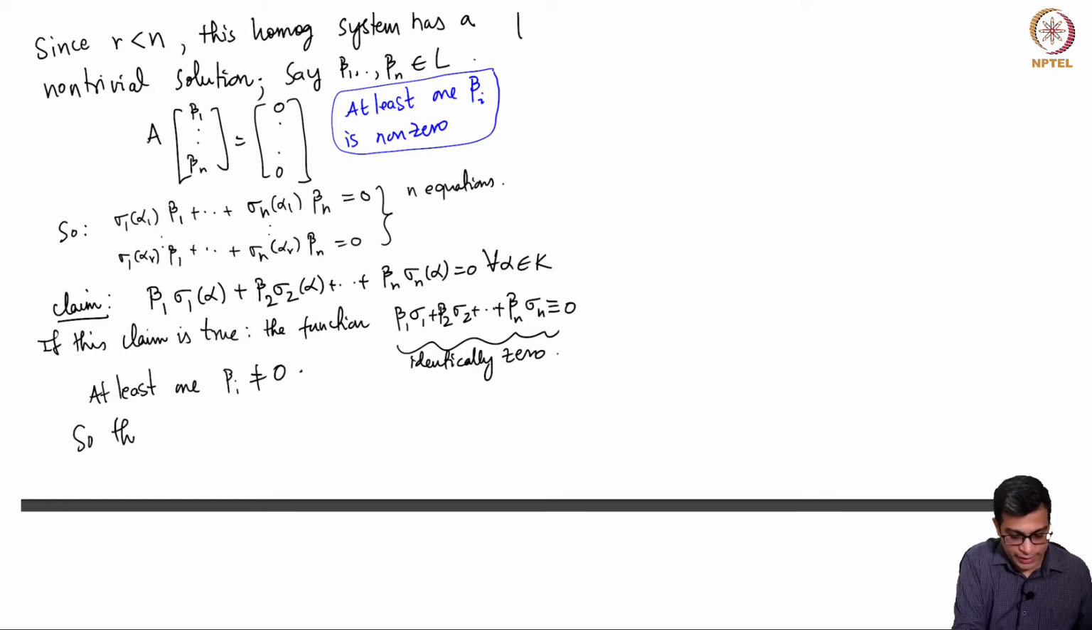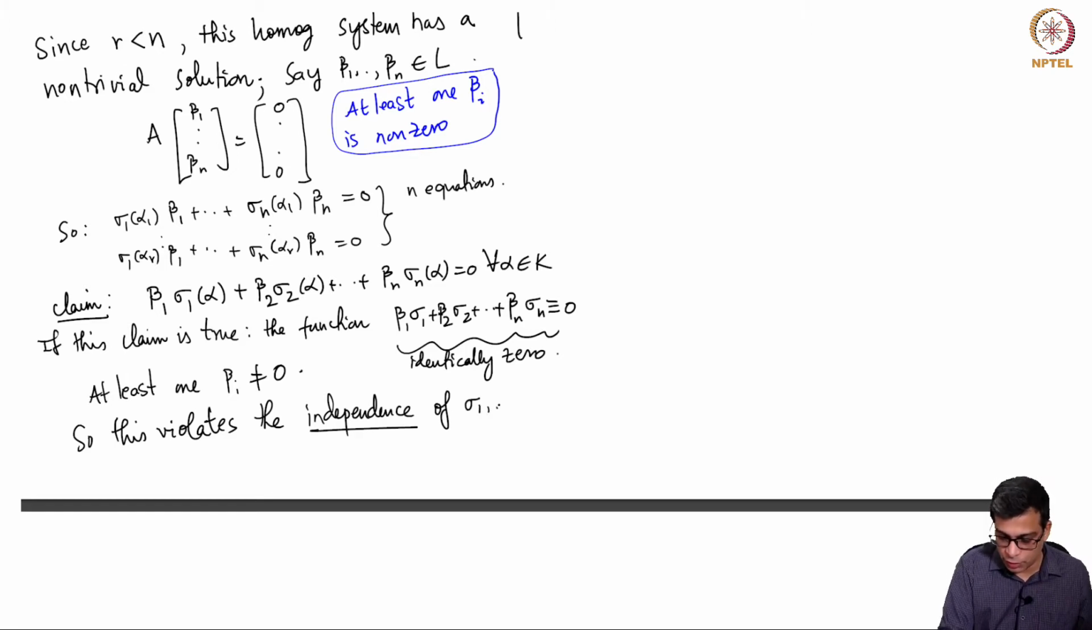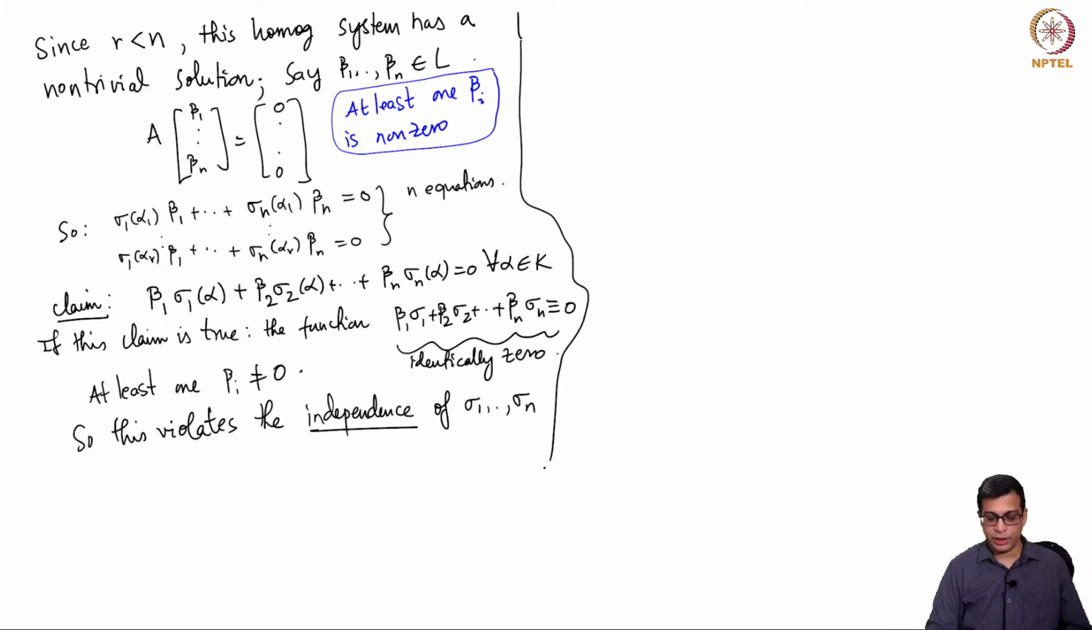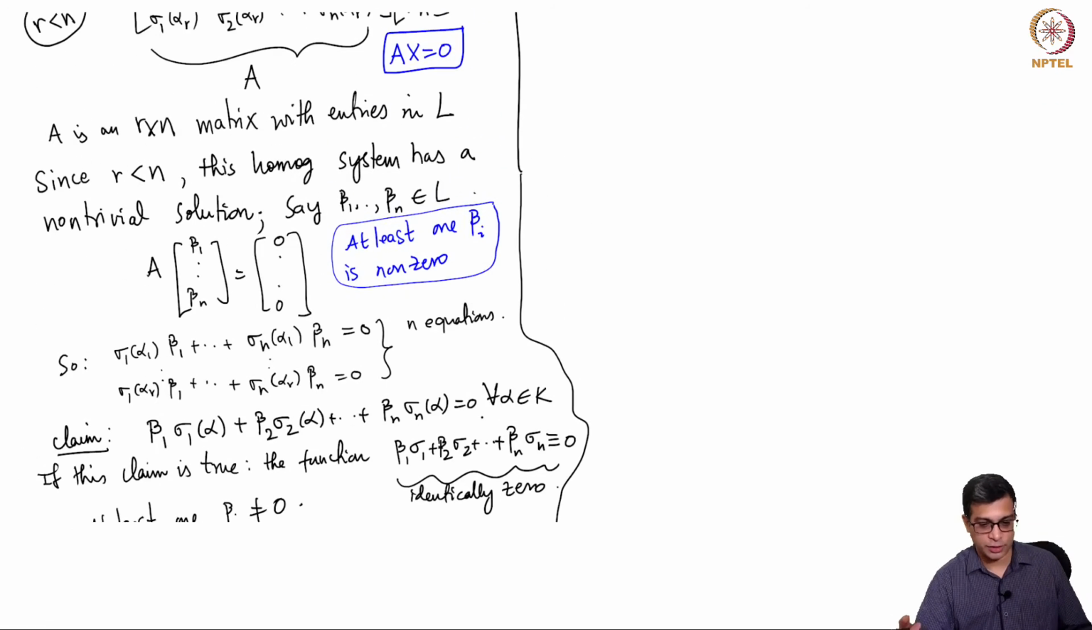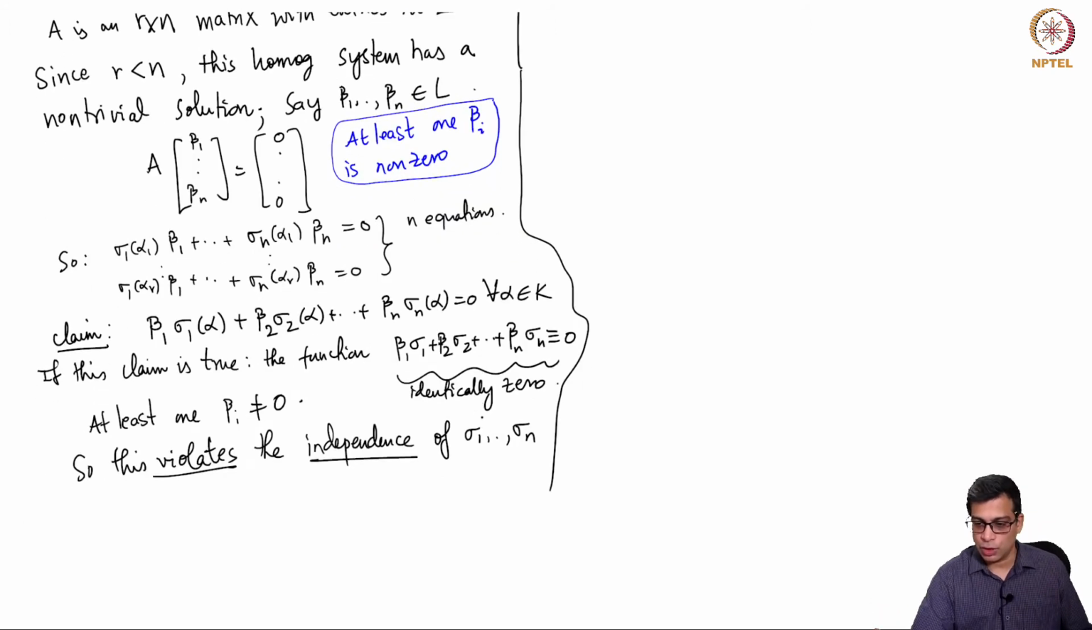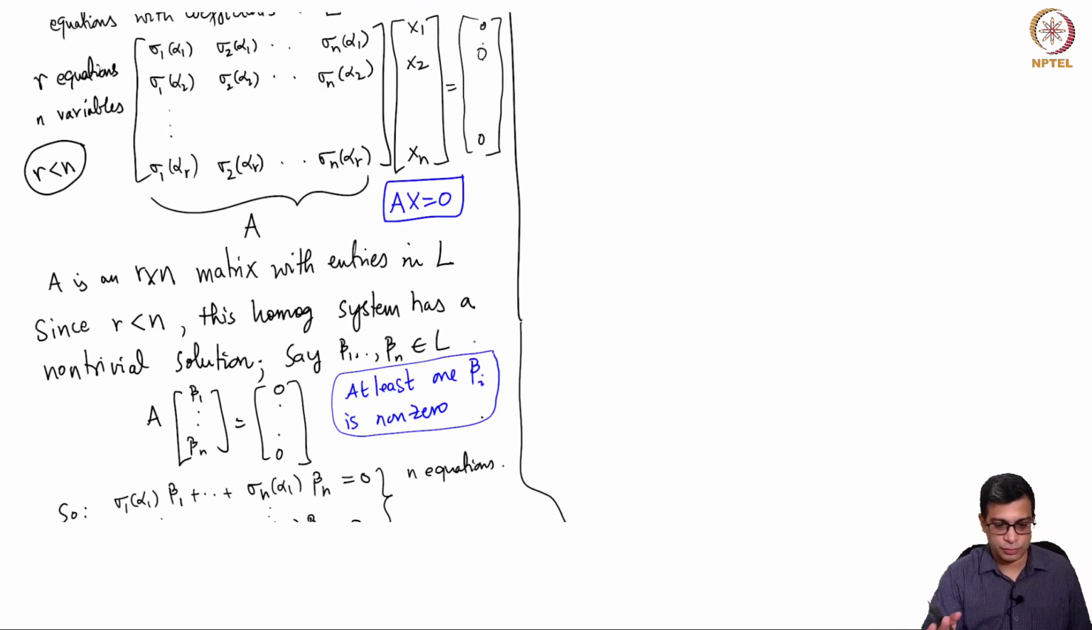So this violates the independence. As I told you, this is the crucial property that we are going to use of sigma 1 through sigma n. So this violates the independence of sigma 1 through sigma n, and hence r cannot be less than n. So that is the approach we are going to take. Okay, so I hope you can follow so far.